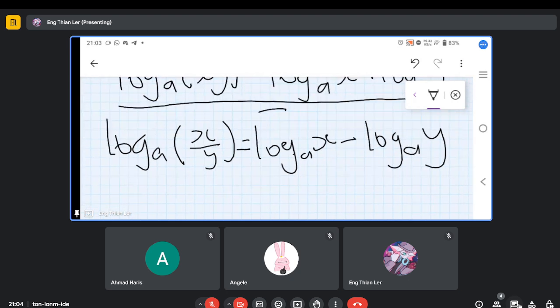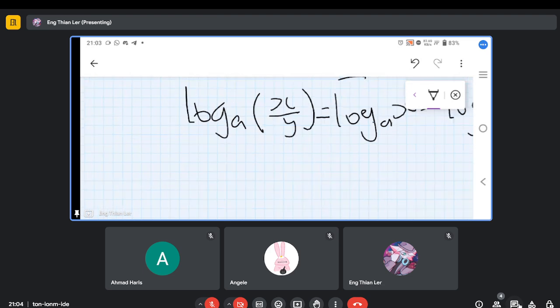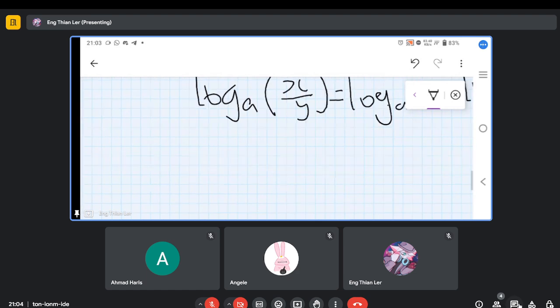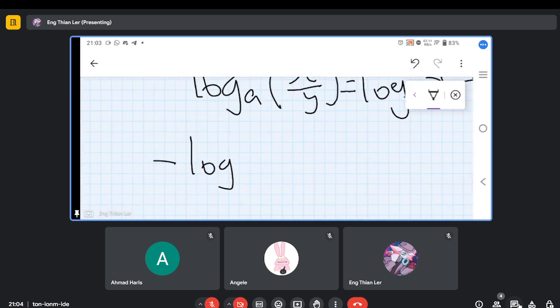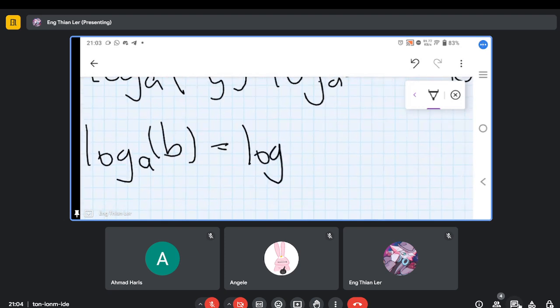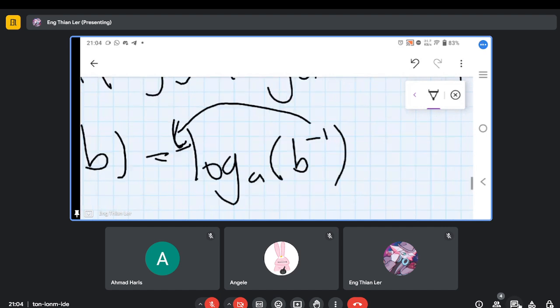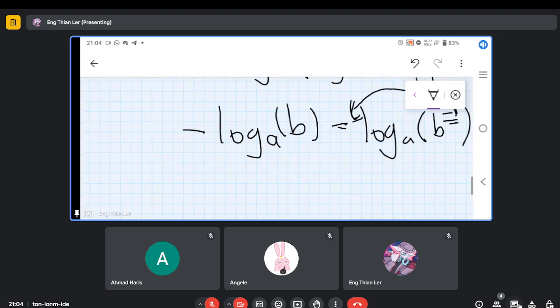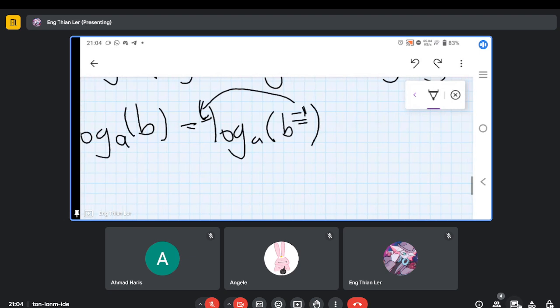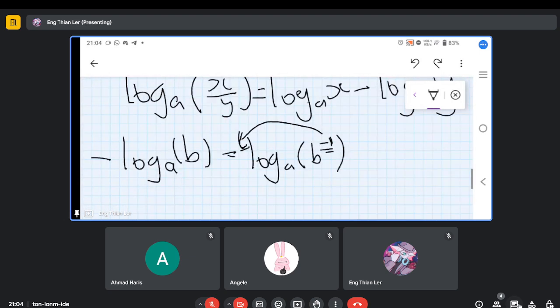Okay, so now I'm going to show you another thing. This is where we got negative before the log. Let's say negative log AB. This is actually equal to, remember that where we have a power of something, we put it to the side, we put at the front of the number. So if b is negative 1, the negative 1 will appear here. If b is negative 2, negative 2 will appear here. So it's very simple.